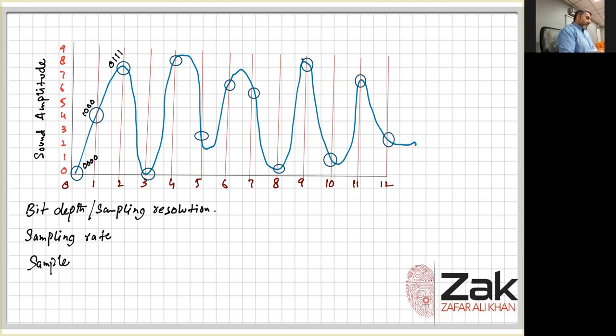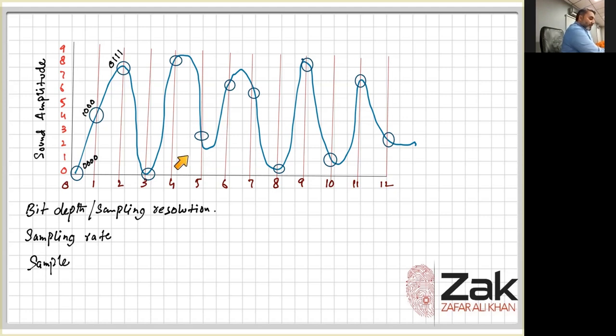Increasing the number of possible values used to represent sound amplitude also increases the accuracy of the sampled sound. Obviously, for example, using a range of 0 to 127 instead of 0 to 9 would give a much more accurate representation of the sound sample. This is known as sampling resolution, also known as bit depth. Now, sampling rate is the number of sound samples taken per second. The higher the sampling rate or sampling resolution, the greater the file size, obviously.